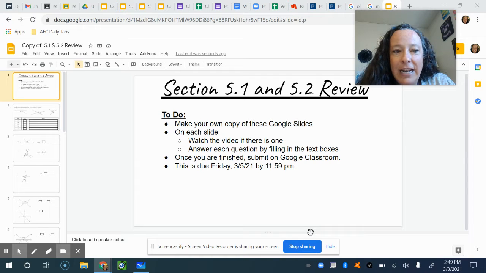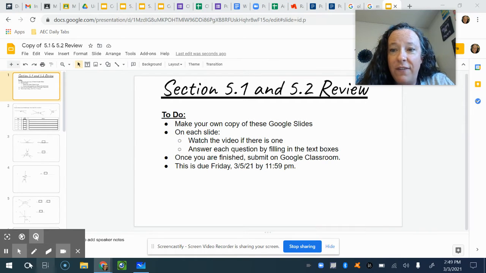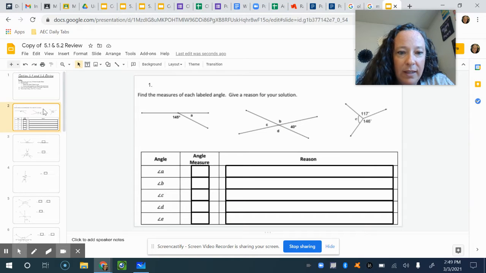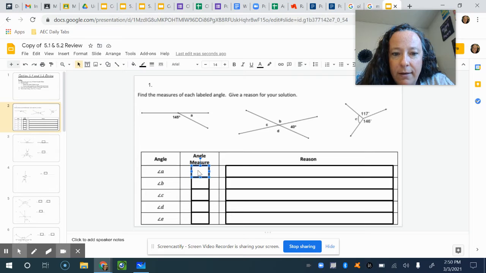This is due Friday by midnight. Okay, Friday by midnight. And hopefully it won't take too long, but I want you to take your time and just review your note cards from section 5.1 and 5.2. In this one, I want you to find these angle measures and you just type them in, okay?